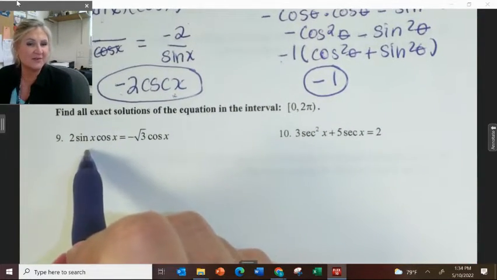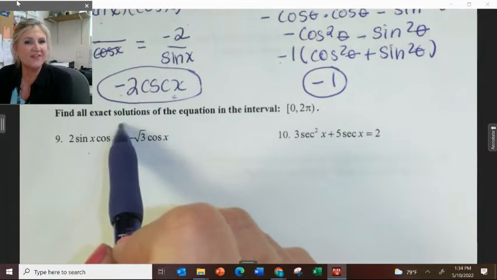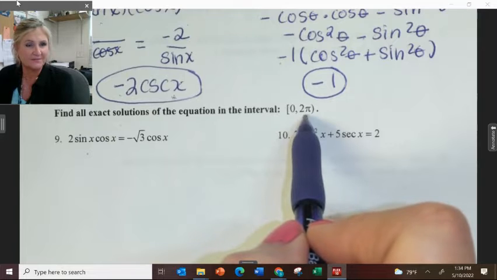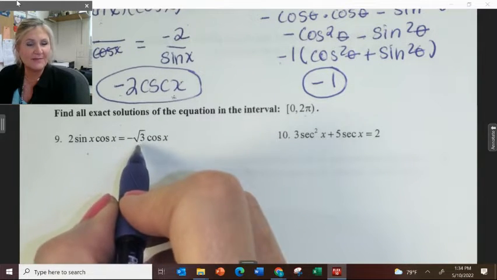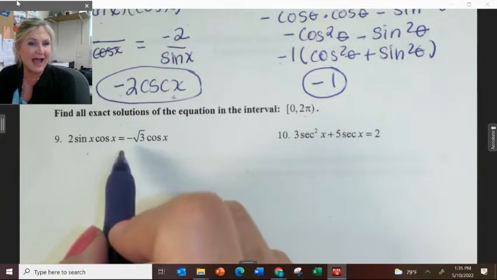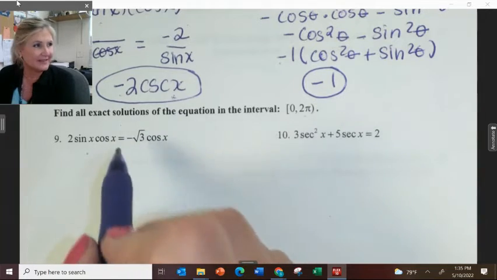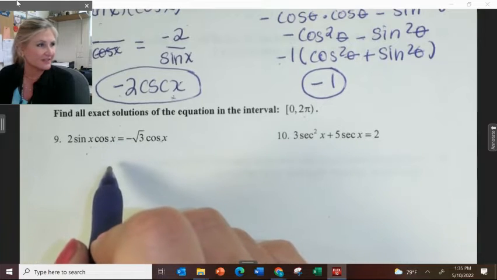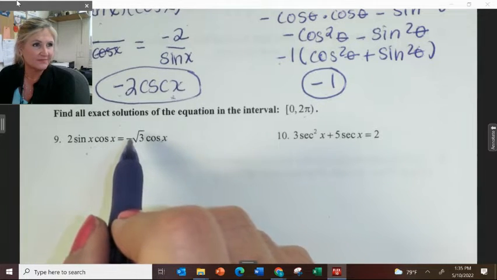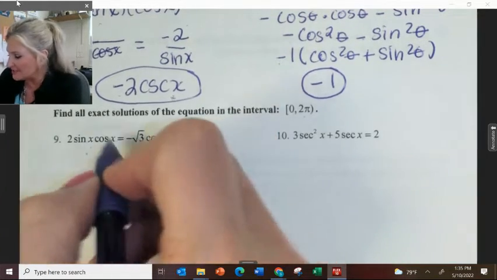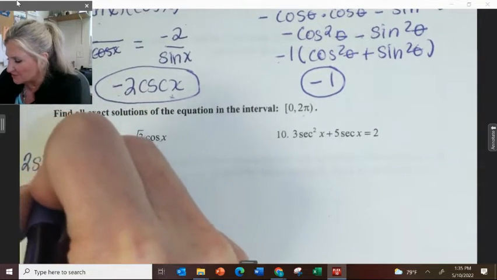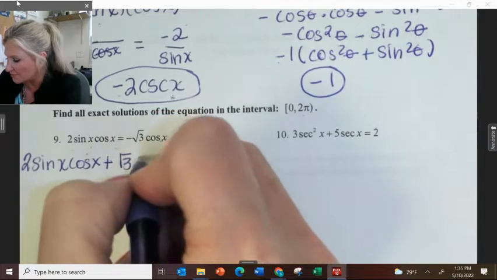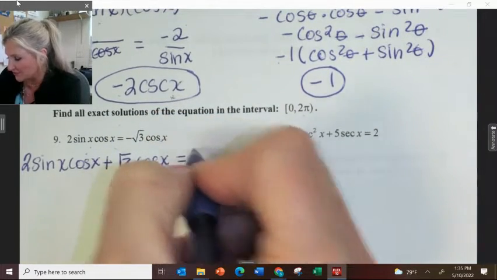Let's go down here now to number 9. Now we're trying to find all exact solutions in this interval. So what I'm going to have to do is think of how to start the problem. And typically, what do we do on a problem where it starts like this? Get it set equal to 0. So I'm going to take this over. So I'm going to have 2 sine x cosine x plus radical 3 cosine x equals 0.